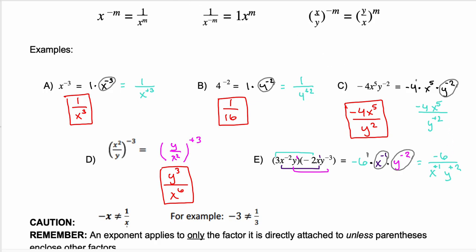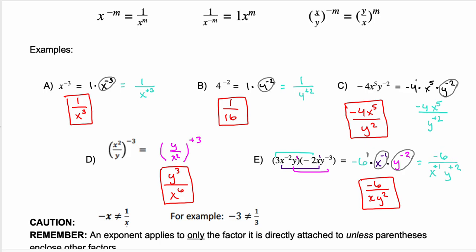Now let's rewrite this into our final answer. The numerator of negative 6 divided by x to the power of 1 can just be written as x, and then y to the power of 2 is written as y squared. So our simplified expression is negative 6 divided by xy squared.